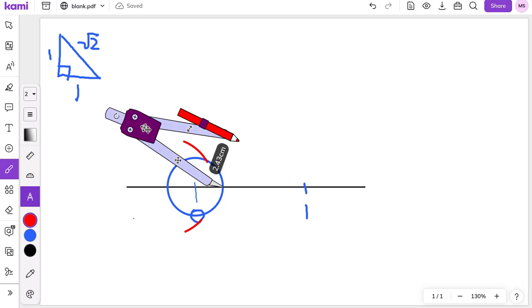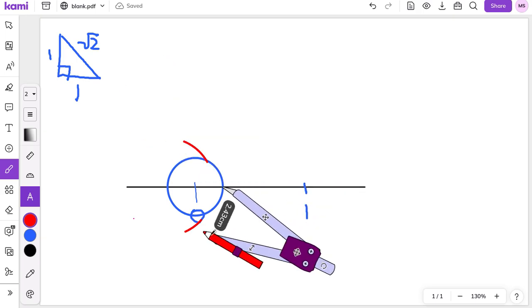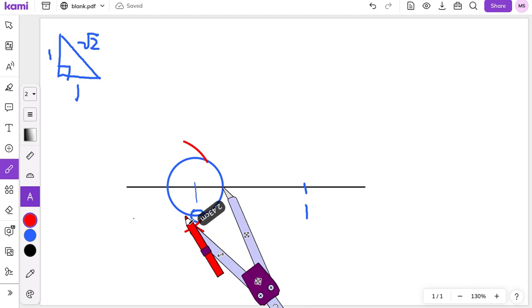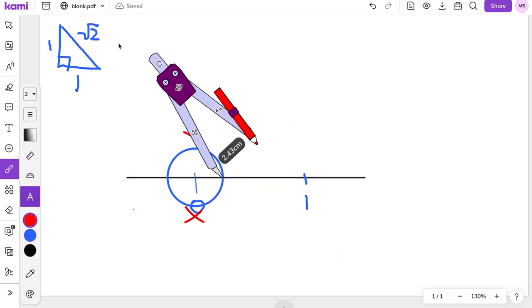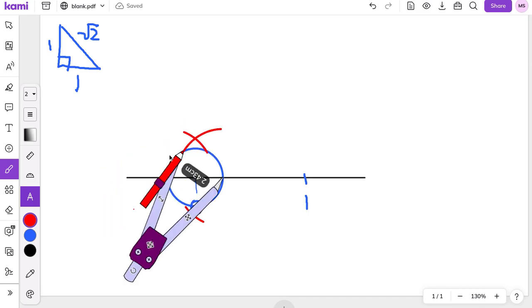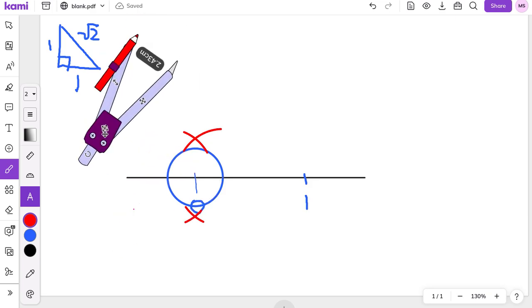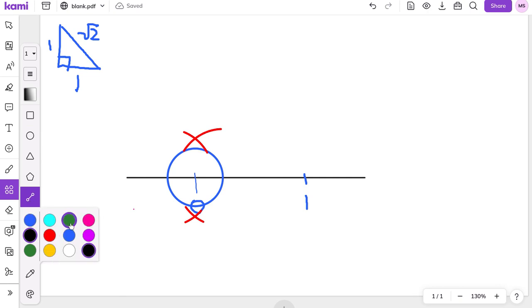And right there. Basically, what we're going to do now is also get that same arbitrary length from this side, and we're going to connect these points. And what that will do for us is we can make a perpendicular line, which was our goal. And so we just connect these points.